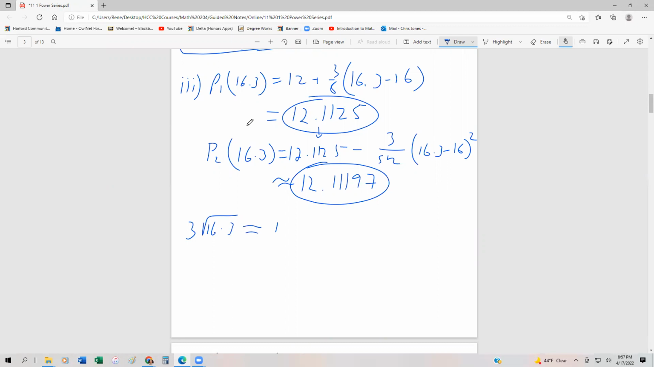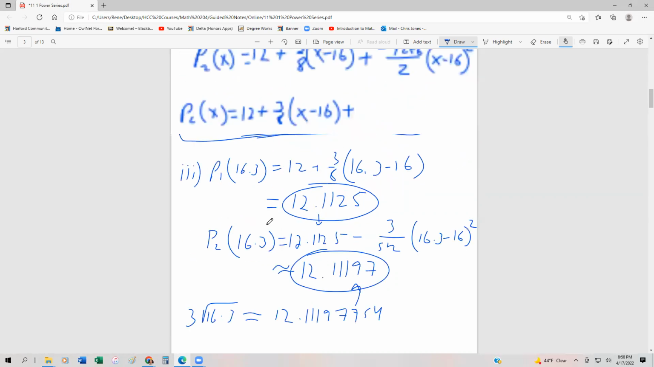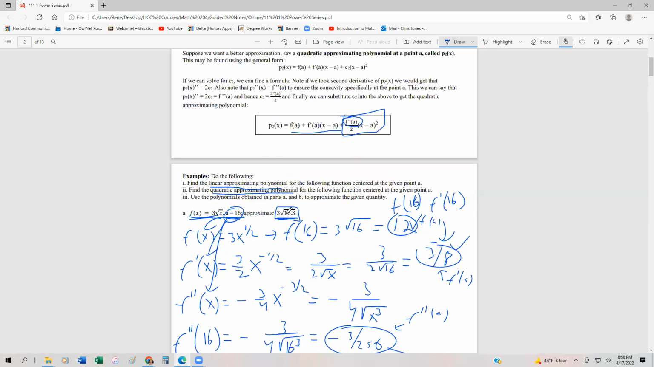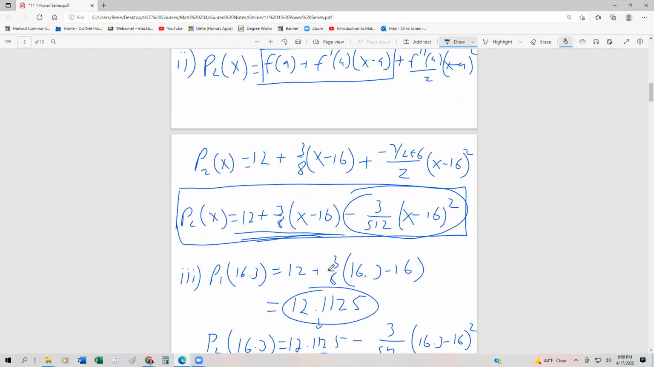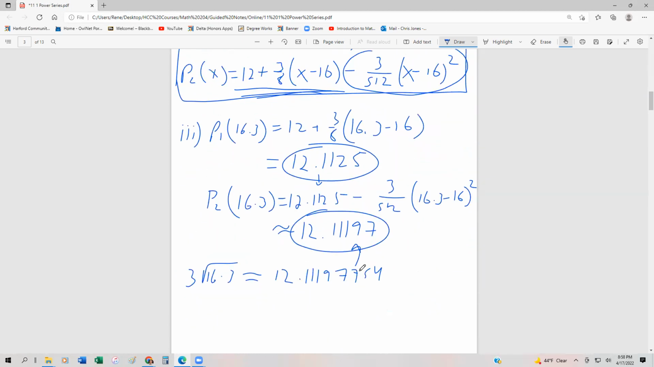So that's going to be 12.11197754, which is really, really close to P2. And again, I didn't ask you to show how close or how far they were apart, but this is just giving you the idea of how powerful just a second degree polynomial can be to approximate one of these sorts of not so nice values. Now imagine if we had a third degree or fourth degree polynomial, we would probably get even closer to the value. So this is the whole idea of using these approximating polynomials.